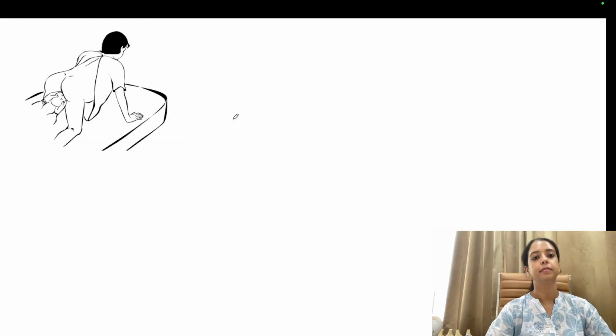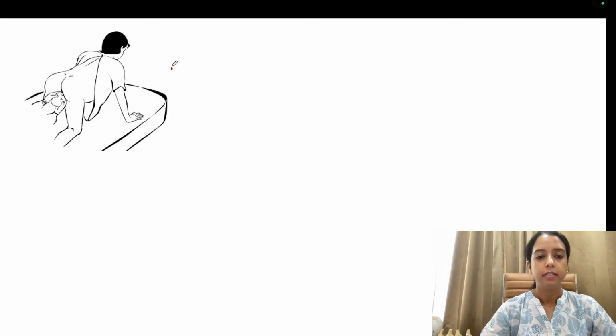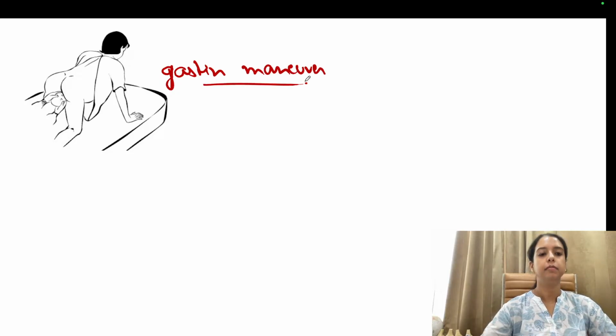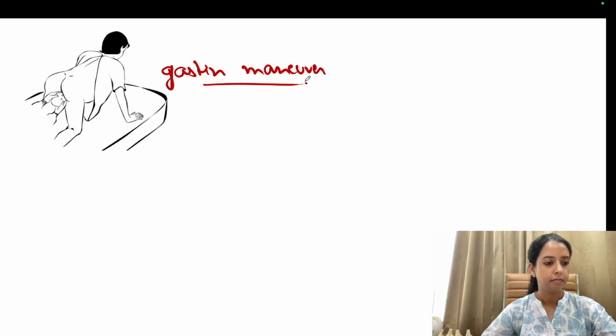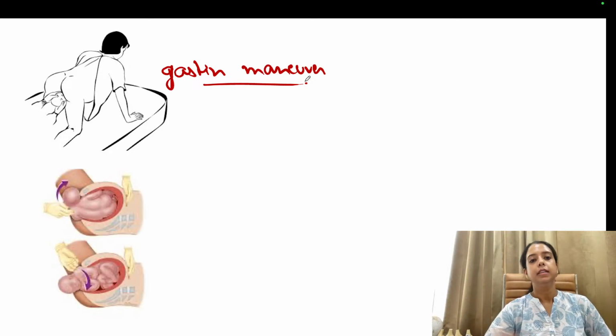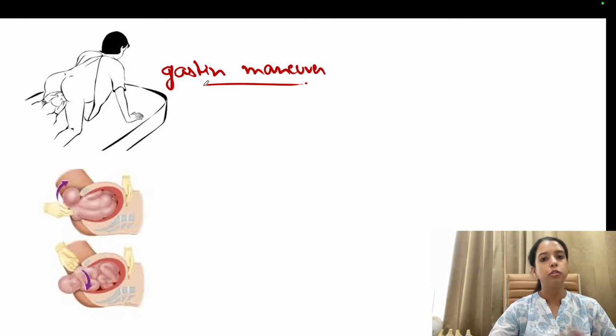Okay. What is this? This is the Gaskin maneuver, again done in case of shoulder dystocia. Right? Gaskin maneuver. No, partogram not discussed yet. Partogram I'll discuss in the last. I have not discussed partogram yet. This is the Gaskin maneuver, all fours position.